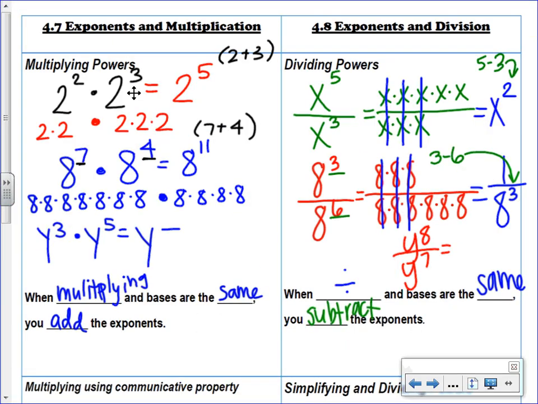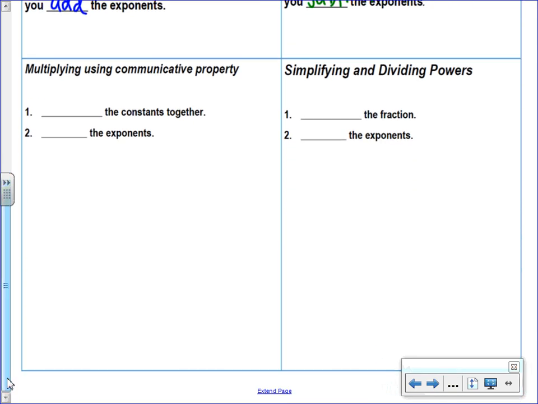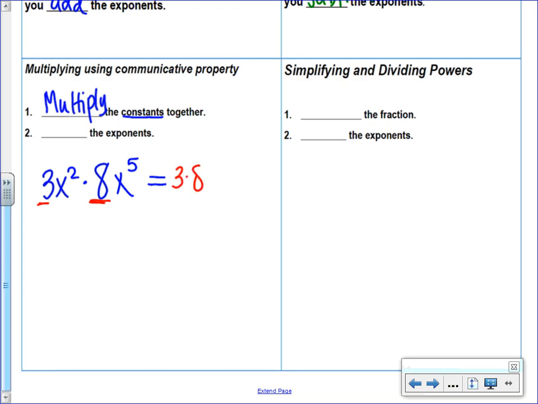The next one is going to be multiplying using the commutative property. And this one's pretty basic too. And the bases still have to be the same. So let's say we have 3x squared times 8x to the 5th. What will that equal? So this is pretty simple. So first you're going to multiply the constants, or the whole numbers. Constants are the numbers that can't change. So in this situation, our 3 is a constant and our 8 is a constant. So first we're going to do 3 times 8, and we get 24. That's your first step, multiply the constants.